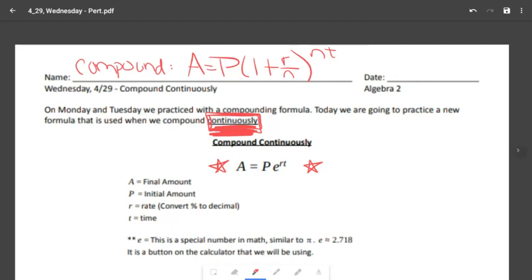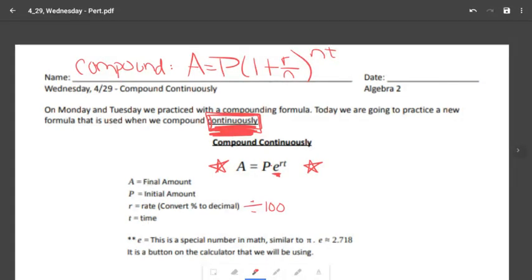A is still your final amount. P is still your initial amount. R is the rate, and we still convert the percent to a decimal by dividing by 100. And T is time. The only special thing we have here is this new E.